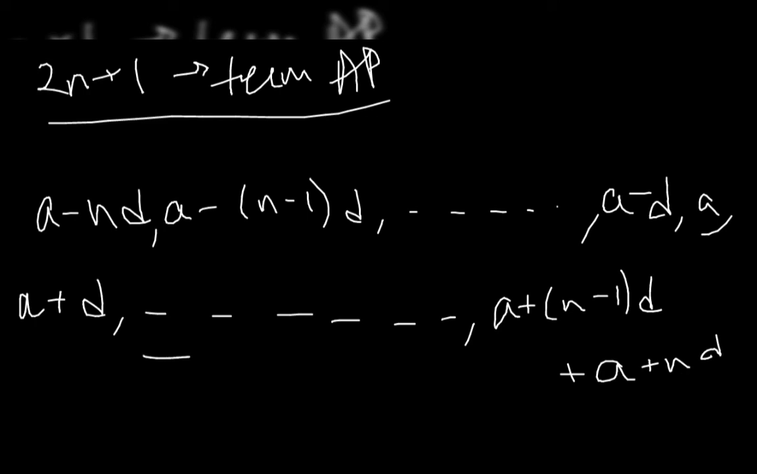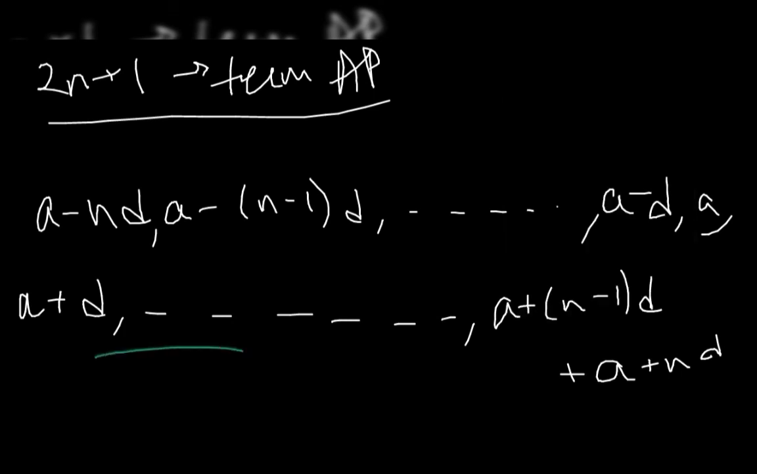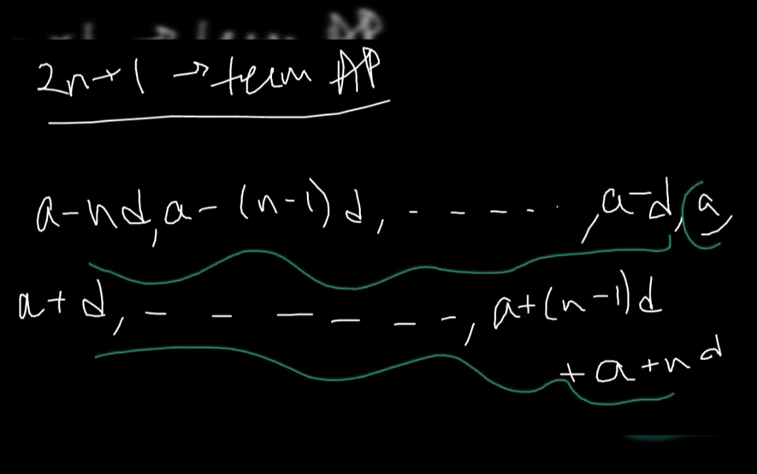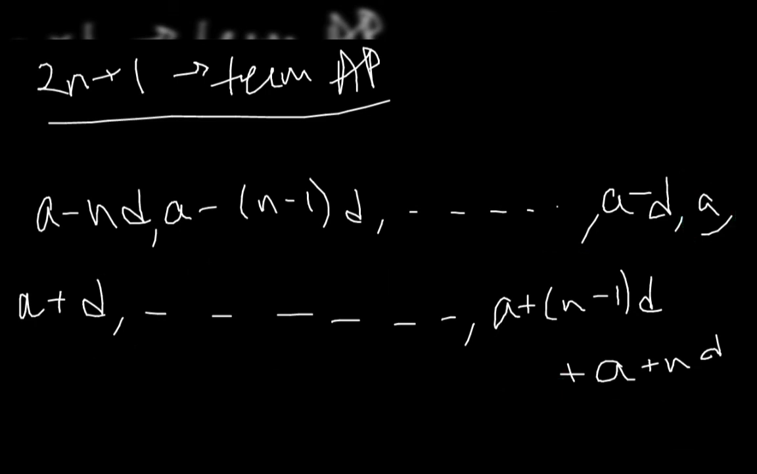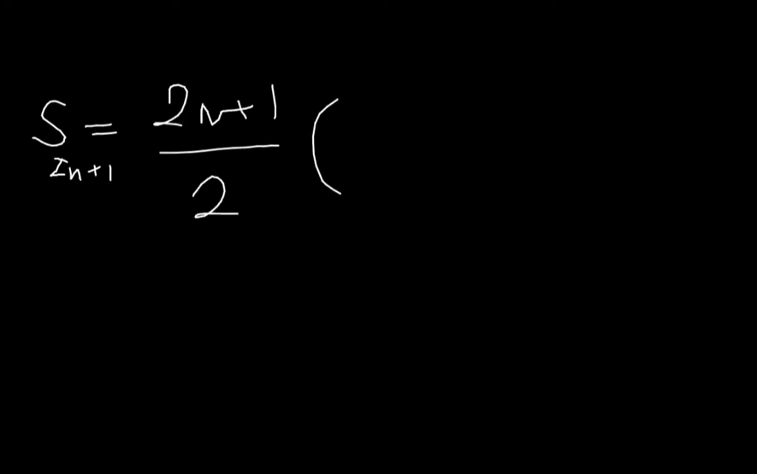Understand? So here you will see there are n terms on each side, and a itself is there, so there are 2n plus 1 terms. If you want to find the sum of this series, normally you will say what? The total number of terms, 2n plus 1, by 2, into the first term and the last. Sn equals (2n plus 1) by 2 into the first term plus the last term.